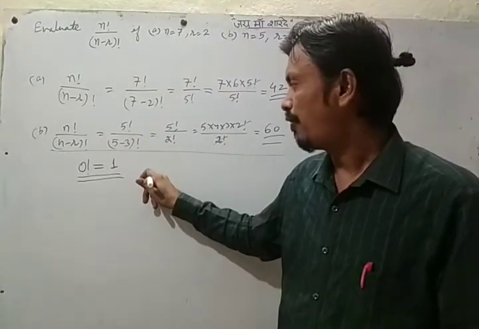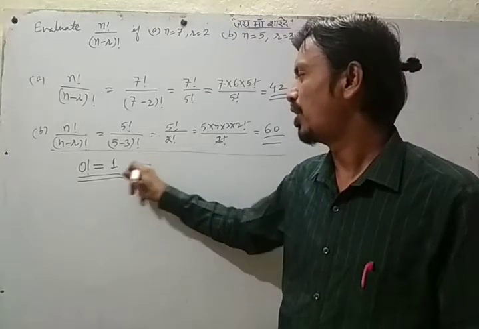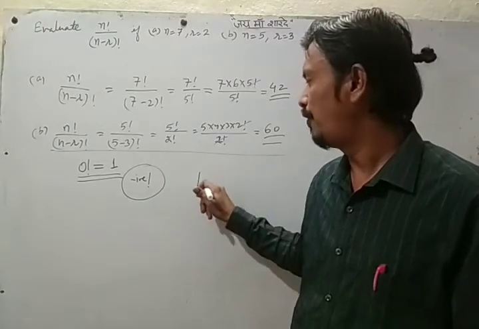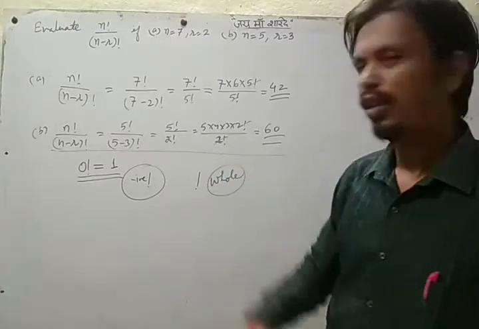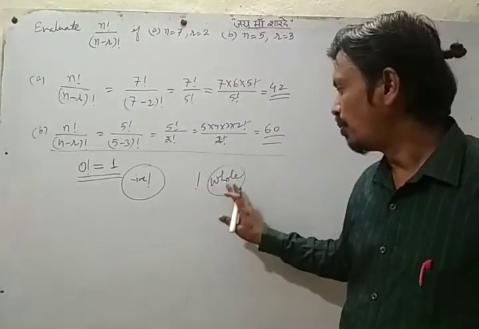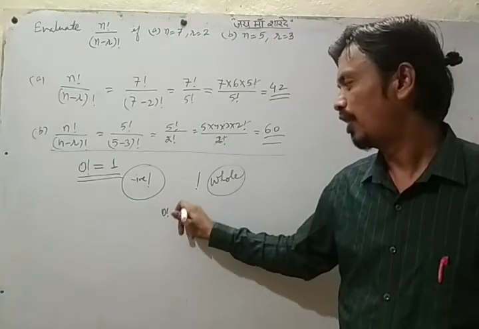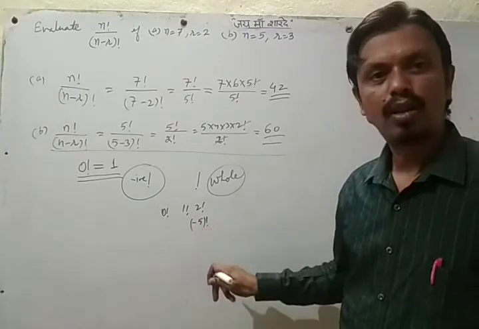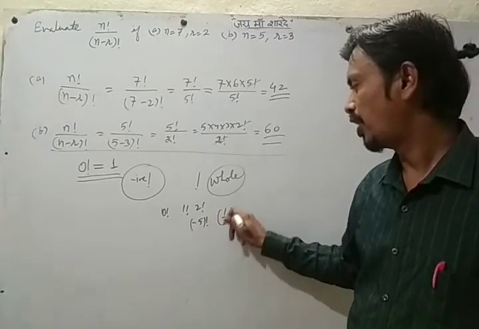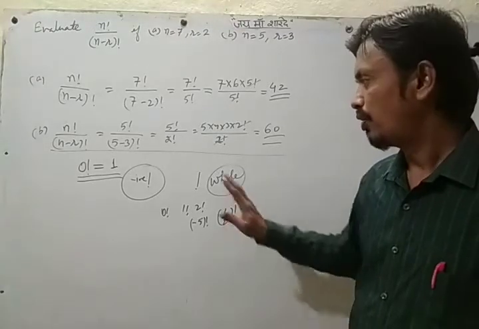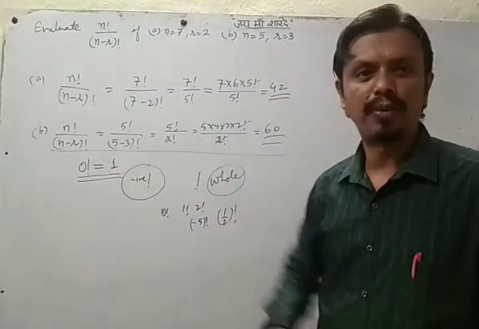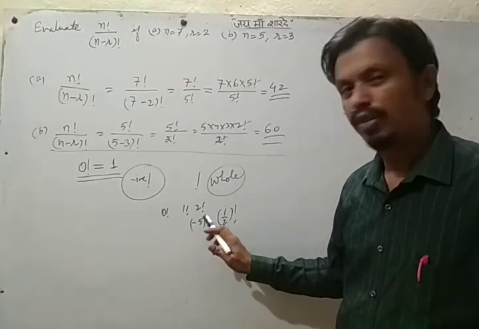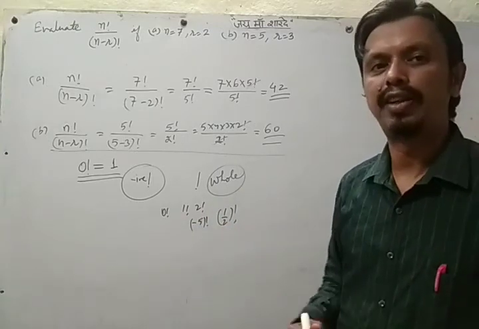Then factorial of a negative number is not defined. Factorial of any negative number is not defined. Factorial is defined only for whole numbers: 0, 1, 2, 3, 4. For only whole numbers this factorial is defined. Factorial 0, factorial 1, factorial 2, factorial 3, like this. We cannot find factorial for -5. Factorial of 1/2 we cannot find. So one important thing, factorial 0 is always 1. 1 factorial is 1, factorial 0 is also 1. And for a negative number factorial is not defined.